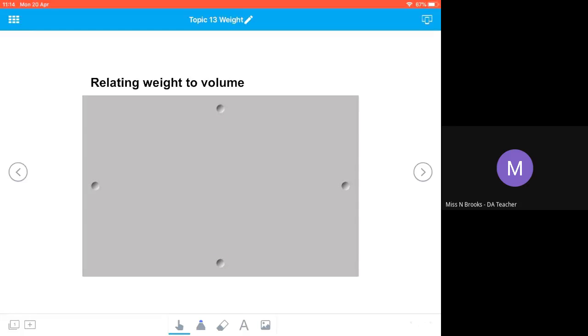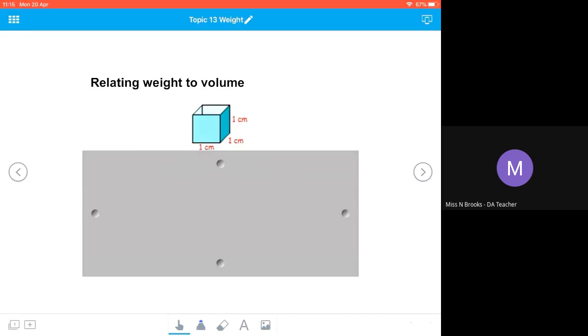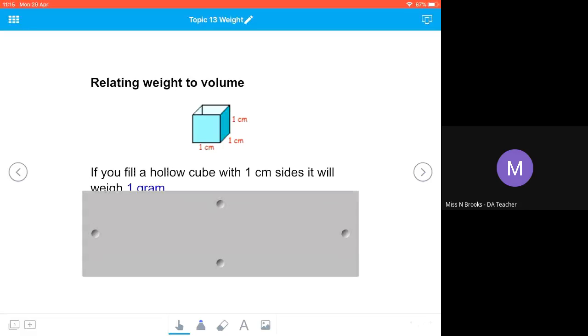So let's relate the weight to the volume topic that we've done previously. If you remember, we looked at a 1 centimeter by 1 centimeter by 1 centimeter cube, and we discovered that by multiplying the length times the breadth times the height, we got 1 cubic centimeter, or 1 centimeter cubed, as the volume of this object. So if you were to fill that hollow cube with water, it would weigh 1 gram.